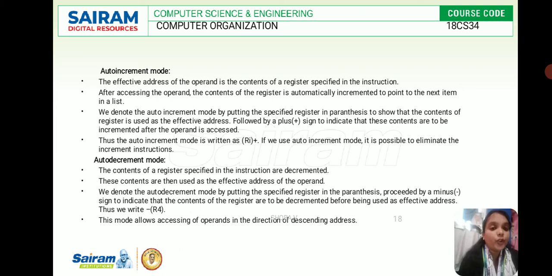When we talk about auto decrement, the content of the register specified in the instruction is decremented, and these contents are then used as the effective address of the operand. So we can access the operands in the direction of descending addresses.